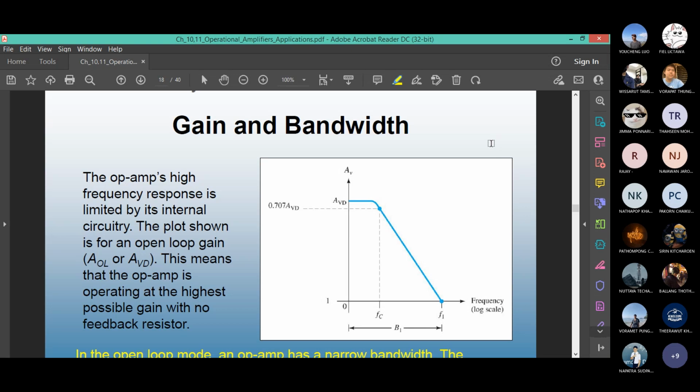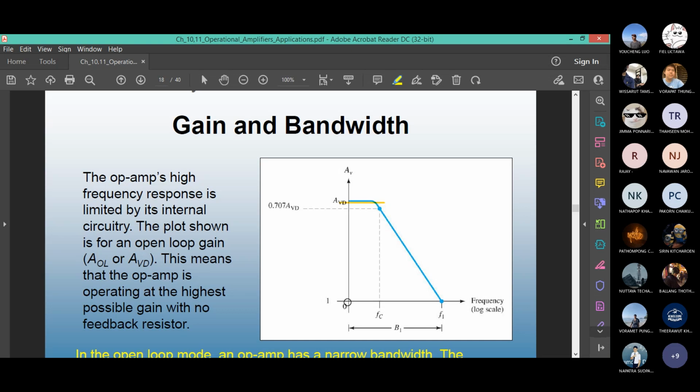A sub BD. Peak? Yes, I answer your question. Where do you get the gain? So I said the peak. This is the peak. This is your maximum gain, but it happens at open loop. It is often denoted by A sub OL or A sub BD.